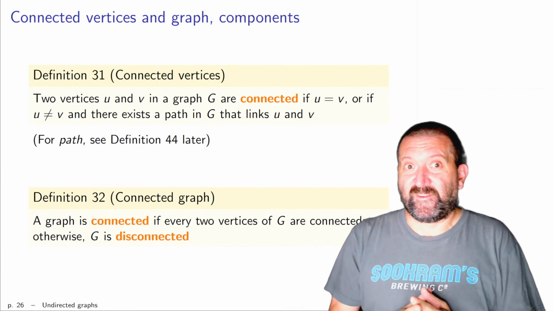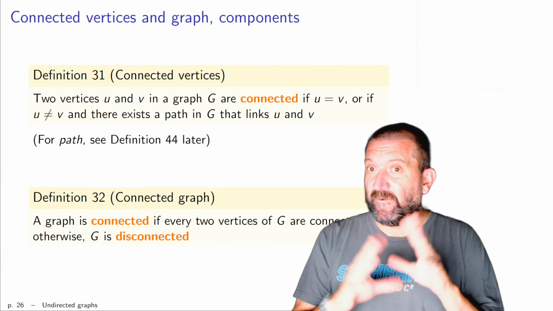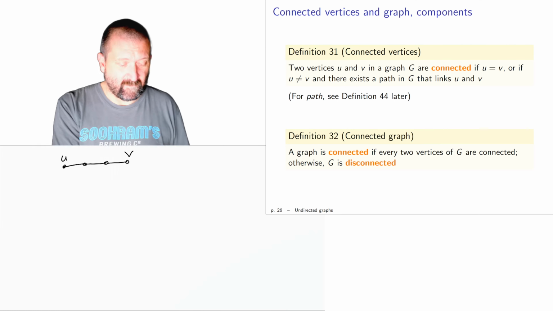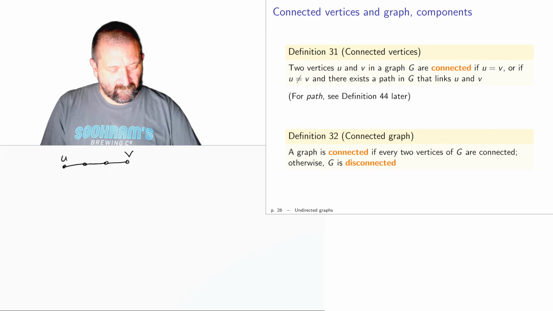So two vertices are connected if either they're the same or there exists a path that links them. And we'll come back to paths in a second. But for now, let me show you this without getting into details, the definition being given later. So if I have a vertex, what this is saying is that there is a way of going from vertex U to vertex V. So either they're the same or there is a set of vertices and edges that I can follow between one and the other. Okay, and remember that it doesn't matter what direction I take.